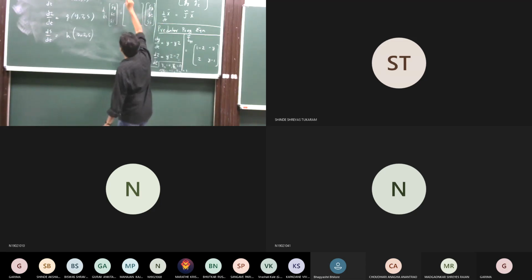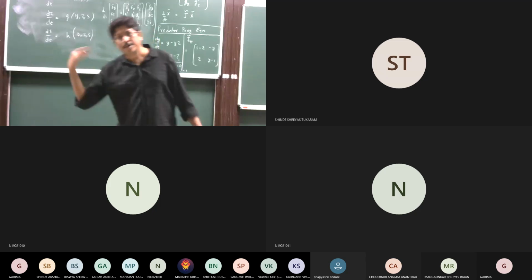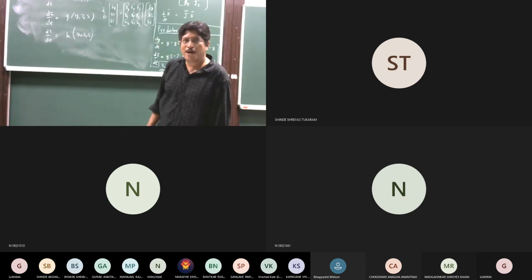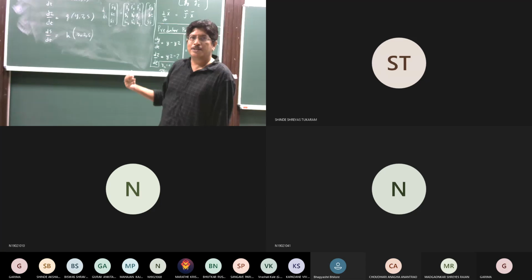And all these elements here, just like I had previously f prime of y, here the first row would be f prime with respect to y, f prime with respect to z, f prime with respect to s. Second row would be g prime with respect to y, g prime with respect to z, g prime with respect to s. And finally, I have this function h. So this would be the corresponding Jacobian matrix for this.